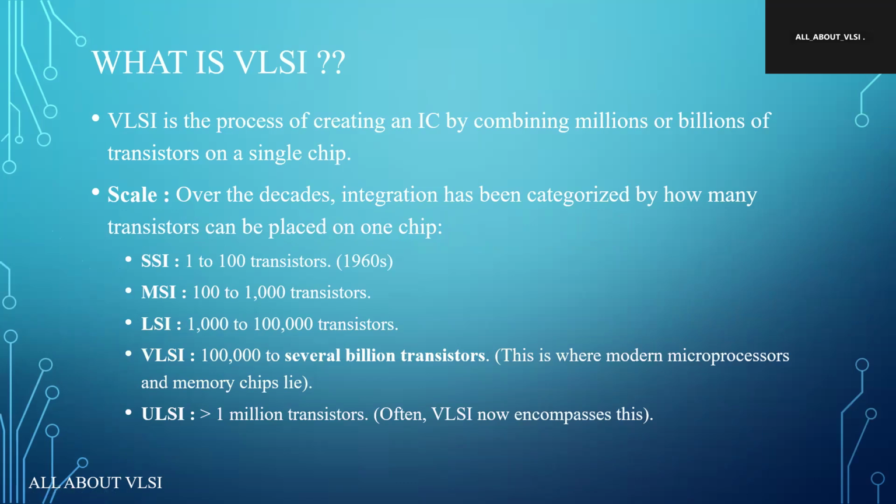Sorry, let me draw. So assume this one as a chip and we are placing transistors like this on a chip in such a manner. We are placing millions or billions of transistors like this on a single chip. This whole process is known as VLSI, right? Do you agree with this point?